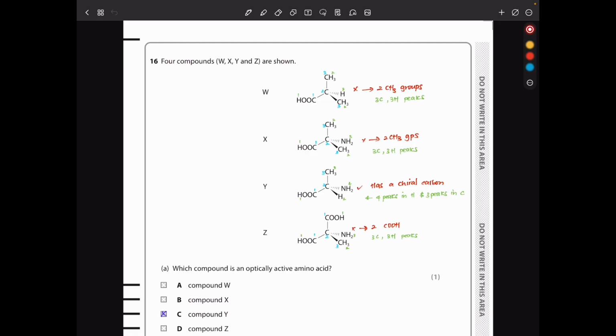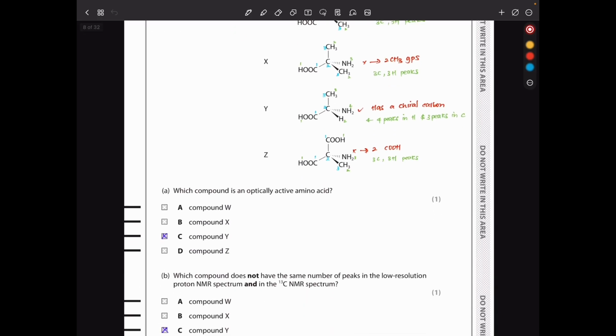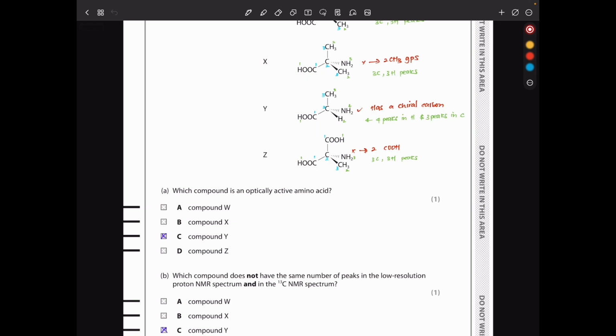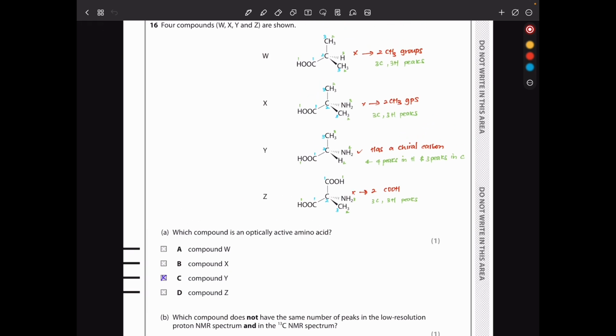In question 16, compounds W, X, Y, and Z are shown. They say which compound is an optically active amino acid. To be optically active, it means you have a chiral center. For W, this group and that group are the same, so this carbon is not chiral. For compound X, that and that are the same, so this carbon is not chiral. And for Y, we can see this is chiral. For Z, this and that are the same, so this carbon is not chiral. Therefore, the answer is C, compound Y.